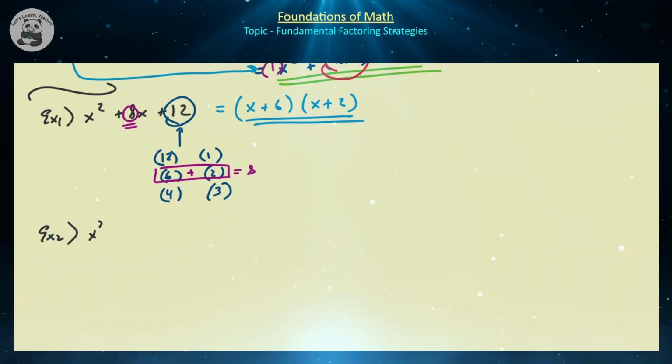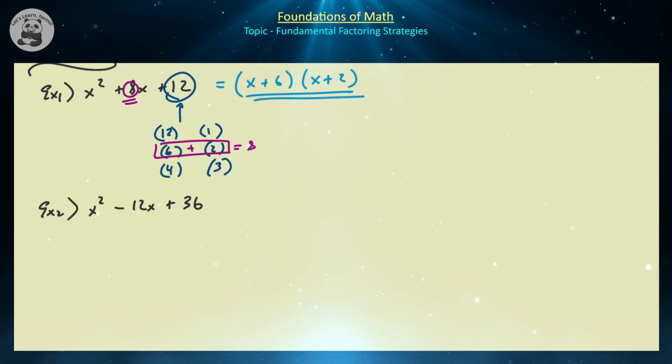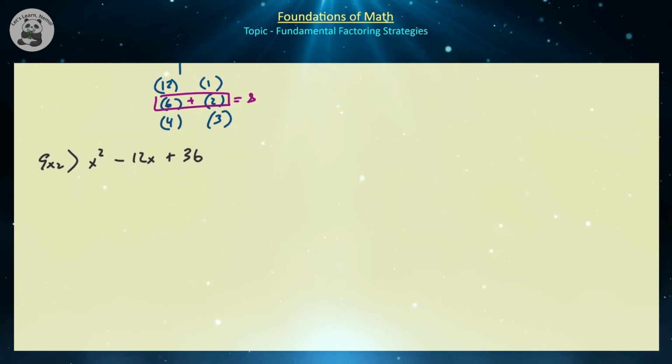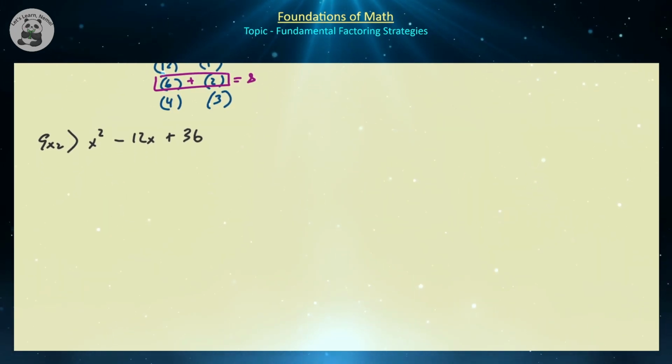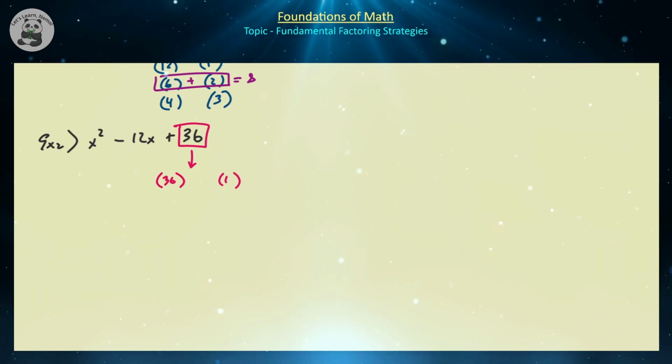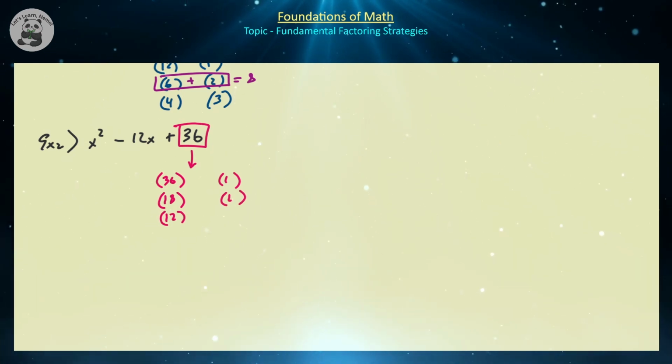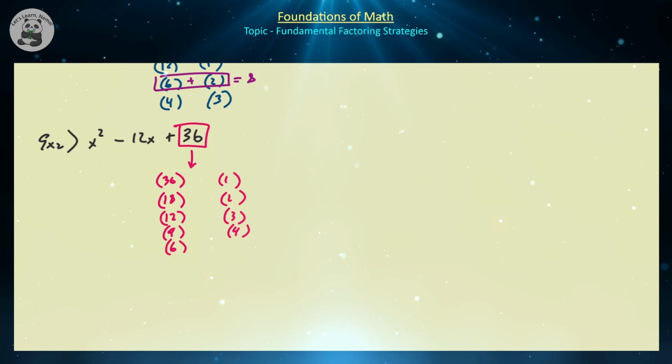Example 2. Suppose we have x squared minus 12x plus 36. Again, we're looking for two numbers that multiply together to give us positive 36 and add together to give us negative 12. So let's look at the factorization of 36 and see if the numbers are nice. 36 can break down into 36 times 1. We also have 18 times 2. We have 12 times 3. We have 9 times 4. And we have 6 times 6, and all of the mirror images.